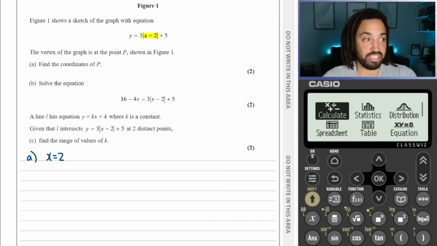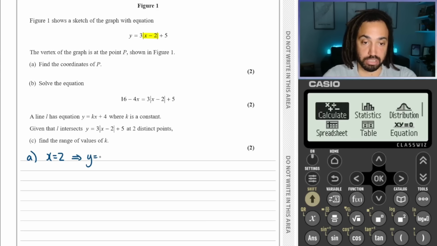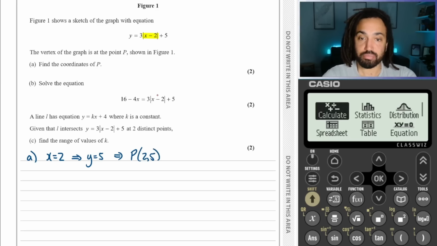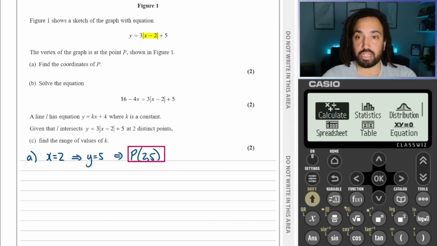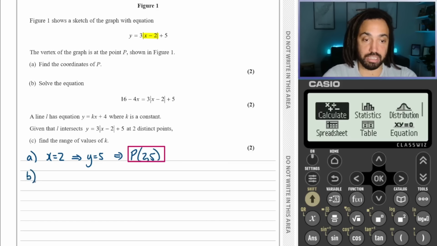And when that is 0, then we've just got y is equal to 0 plus 5, so therefore y is equal to 5 at that point. Which means that the point P is at (2, 5). Which is quite nice for 2 marks. Okay, great. Right, on to the next one, part B.